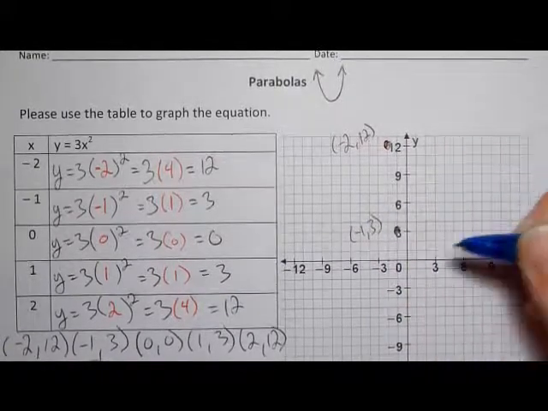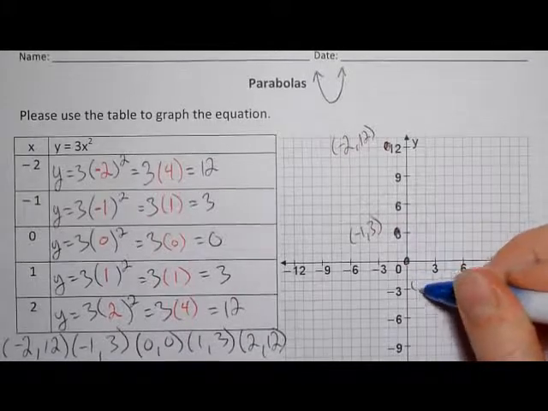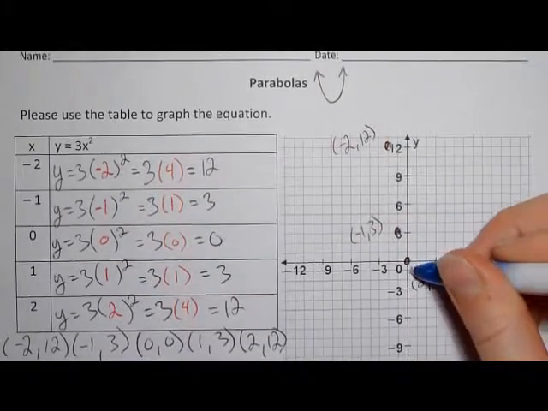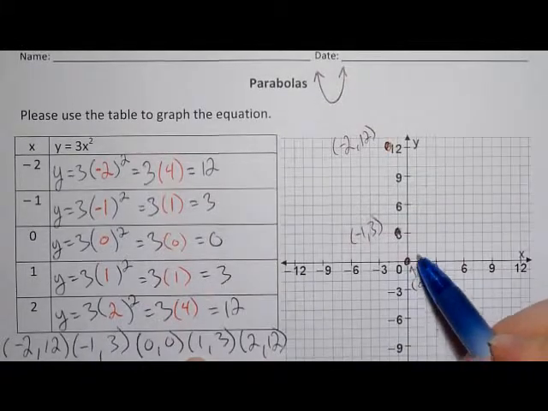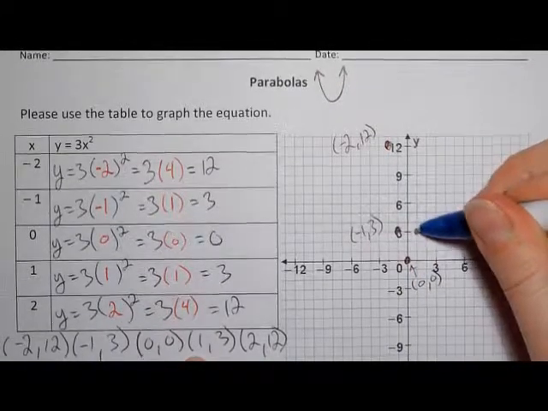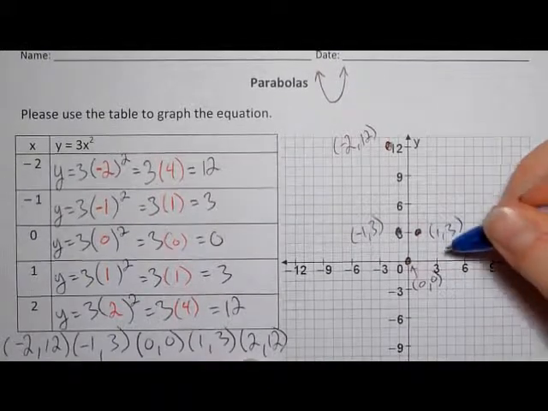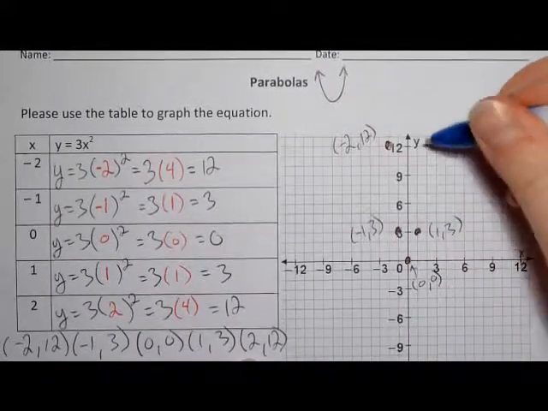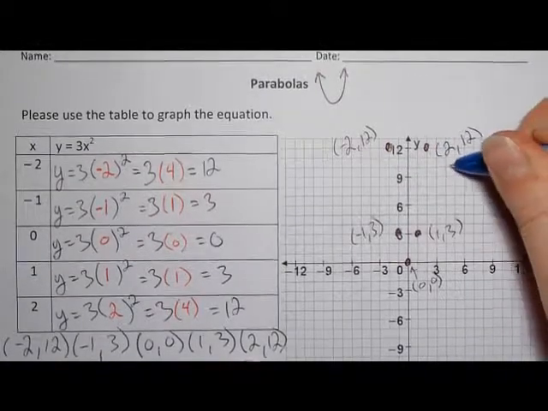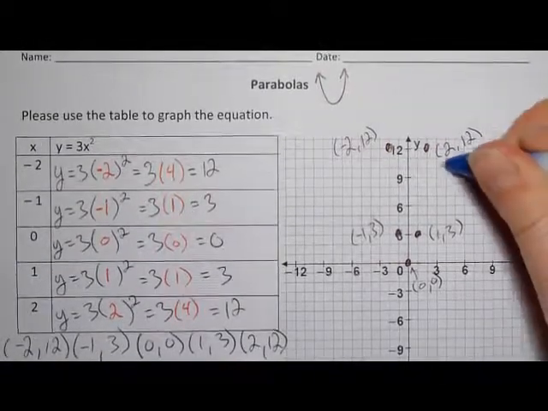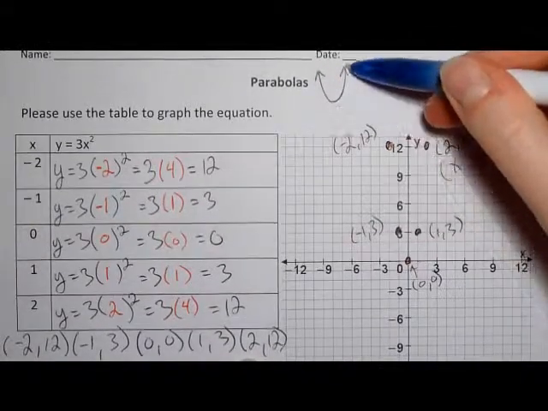-1, comma 3. 0, comma 0, that is the origin, which I can label. 1, comma 3, over 1 on the x-axis, up 3 on the y. And 2, comma 12, so over 2, up to 12. This is the point 2, comma 12. Remember, it's always x, comma y. It's alphabetical.